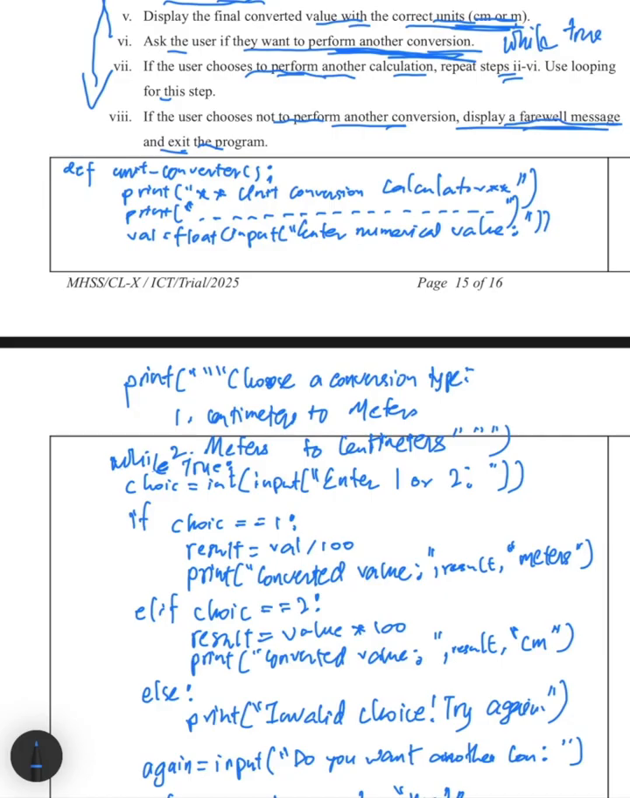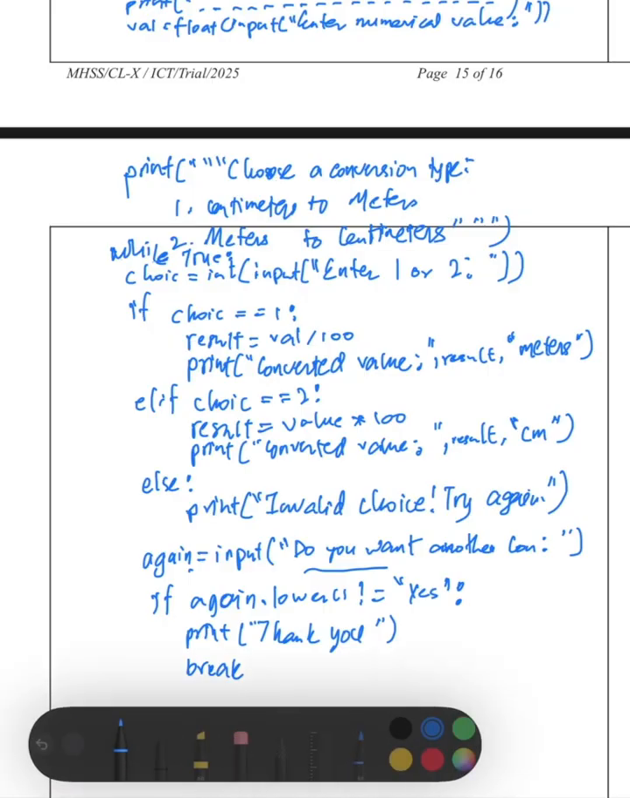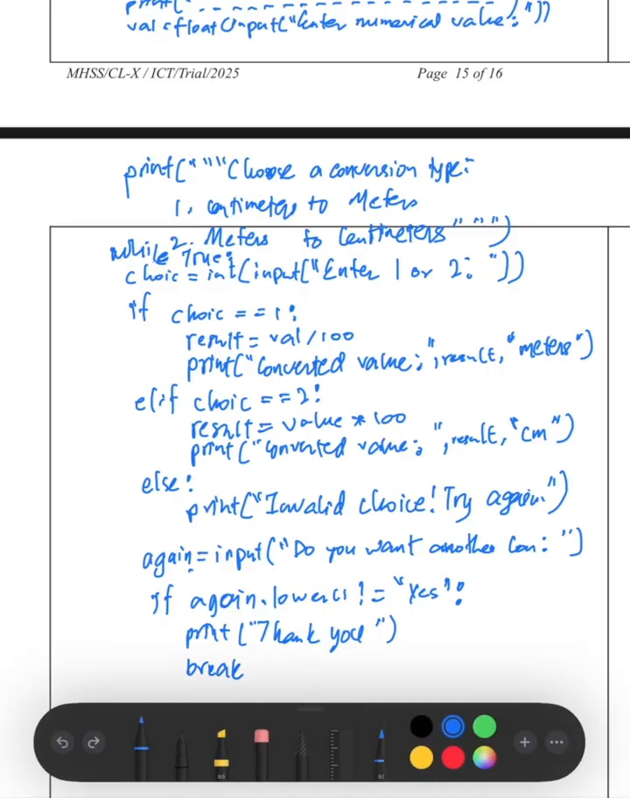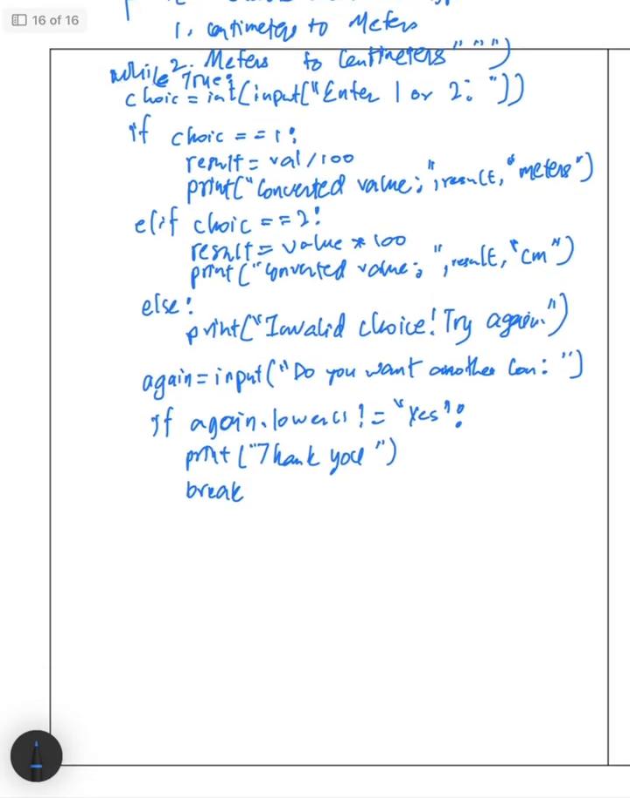So if the again input here is not yes, then we will have to do it again because it's still true. So the repetition is going to happen. So with that we'll come out of the function and we're going to call the function here, and the name of the function is unit_conversion. So that's it for question 7.